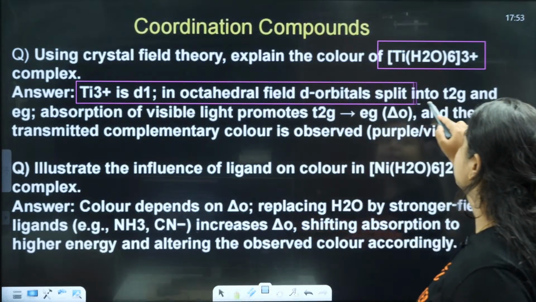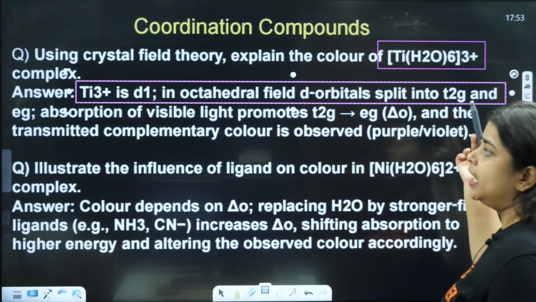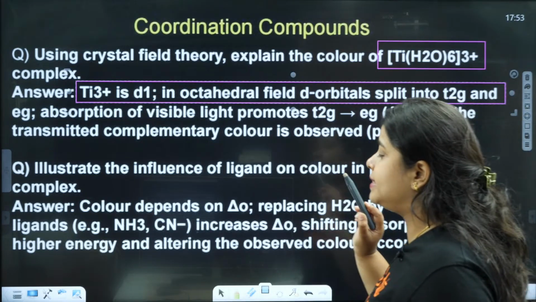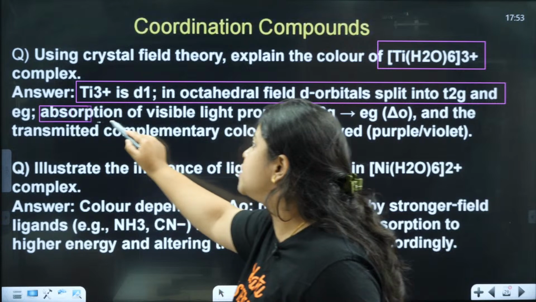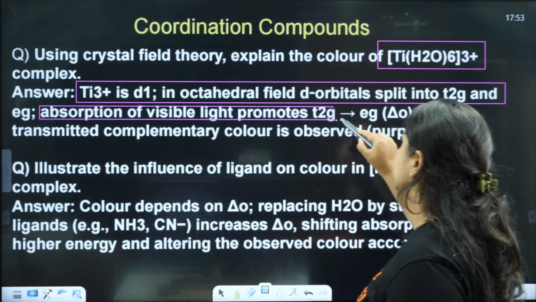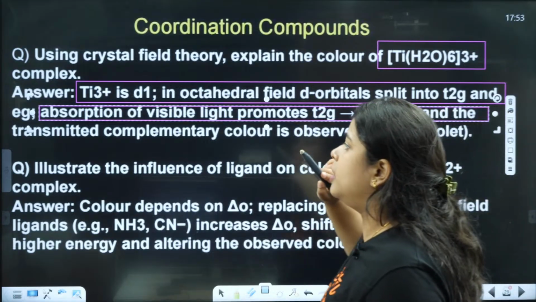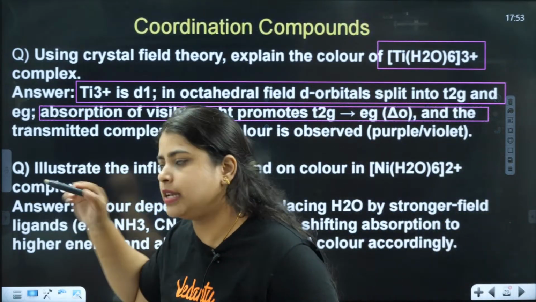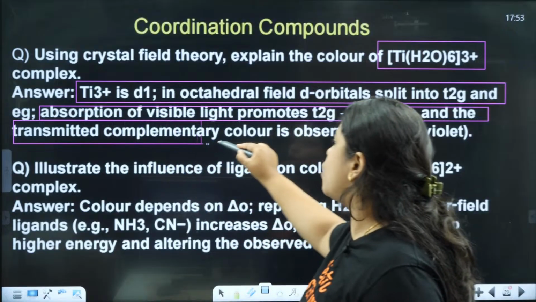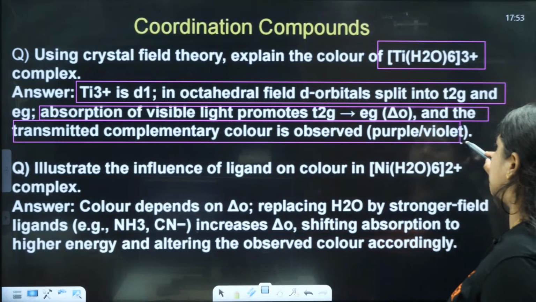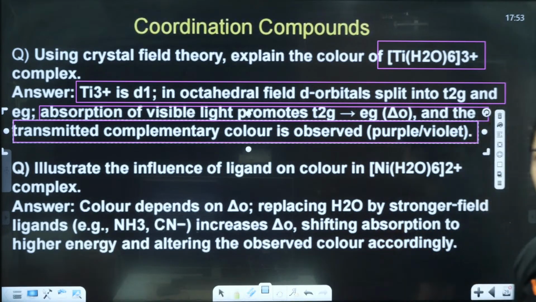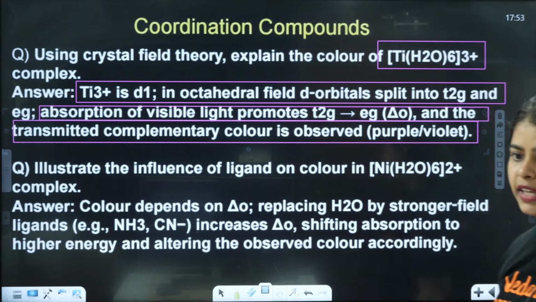The d orbital splits into the t2g and eg, and the example we can give is this: absorption of visible light promotes the t2g to eg electron, that energy gap is delta zero, and the light that is transmitted, the complementary color, is observed, that is purple or violet. That is what we can tell.